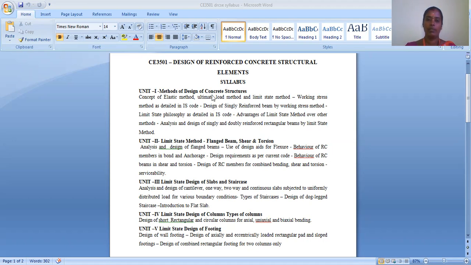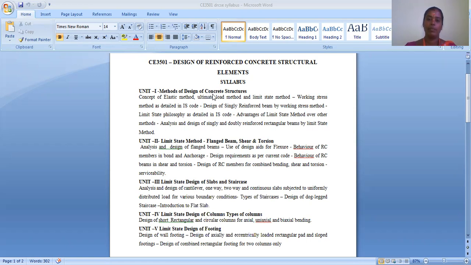Before going into the subject, the basic things we should know: What is meant by concrete? What are the ingredients of concrete? What is meant by structure? What are the structural components in the building? Here you can see concrete. What is meant by concrete? Concrete is a mixture of coarse aggregate, fine aggregate, cement, and sand.